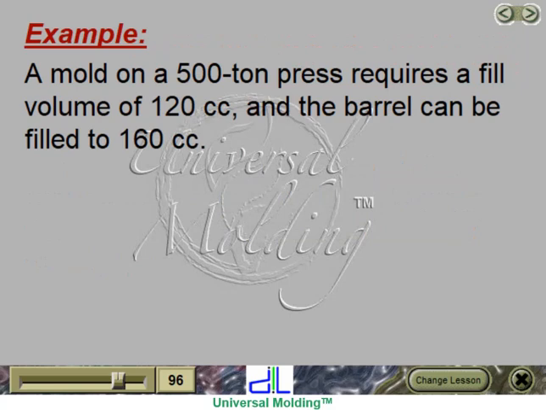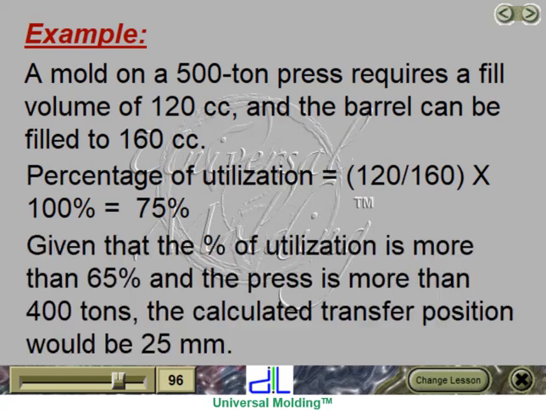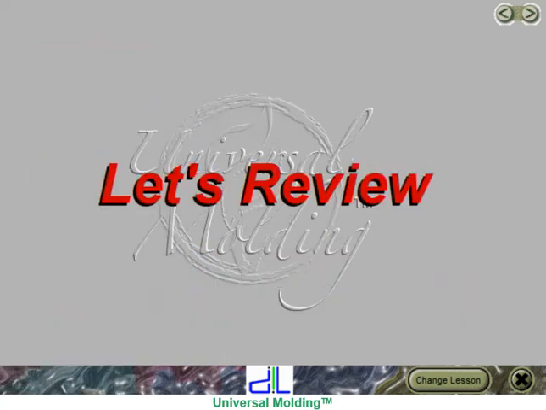Example: a mold on a 500-ton press requires a fill volume of 120 cc's, and the barrel can be filled to 160 cc's. Percentage of utilization equals 120 divided by 160 times 100%, which is 75%. Given that the percentage of utilization is more than 65% and the press is more than 400 tons, the calculated transfer position would be 25 millimeters. Let's review.